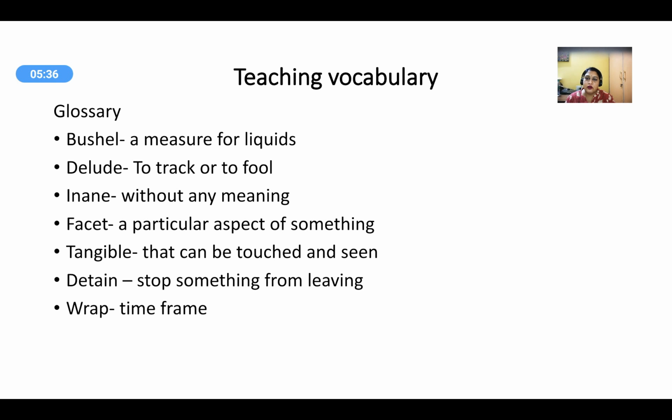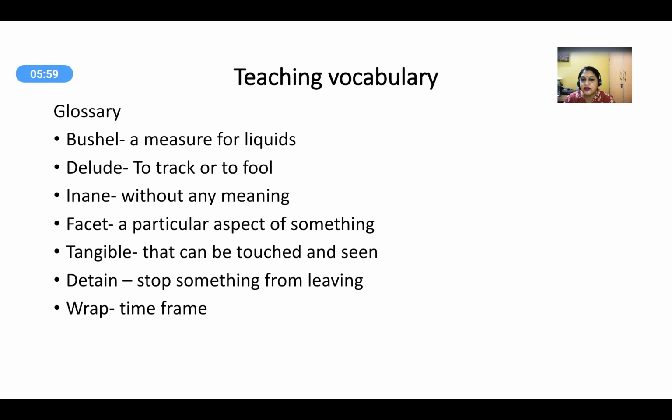Now let us have a look at the glossary part. These are the difficult words pertaining to this lesson. First, let us understand the meanings for better comprehension of the text. Bushel, it means a measure for liquids. When you have to measure any liquid, this is the unit there. Delude, to trick or to fool or to convince ourselves, to fool ourselves.